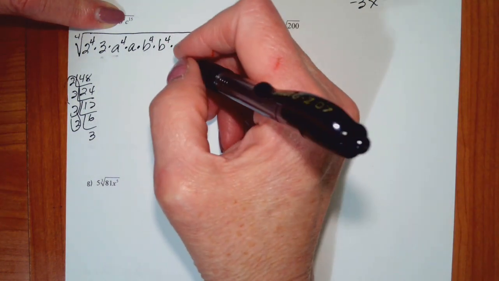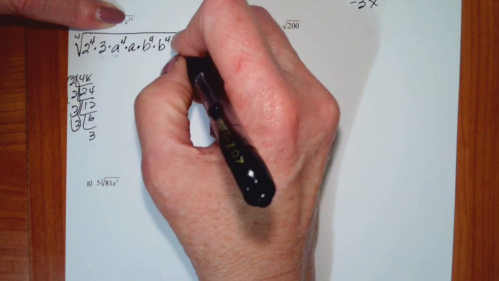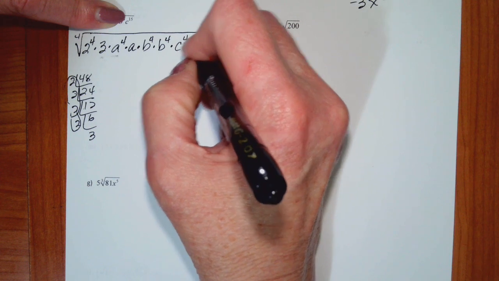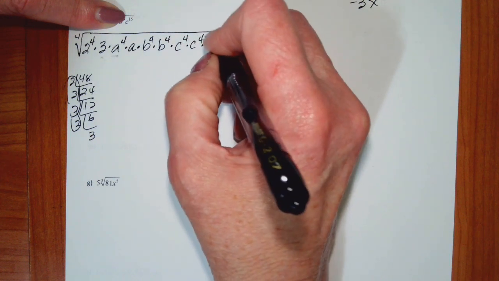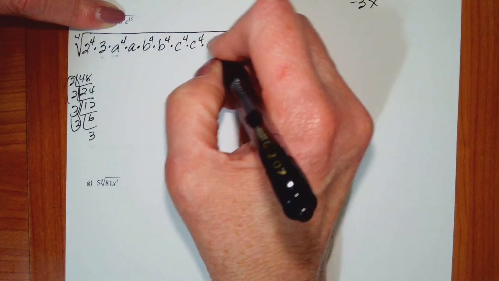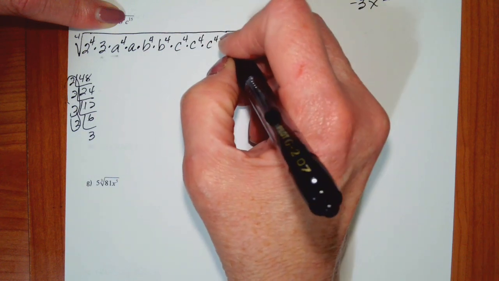Okay, c to the 15th. Let's see. I can write it as c to the 4th times c to the 4th times c to the 4th. That gives me 12, and I have 3 left over.